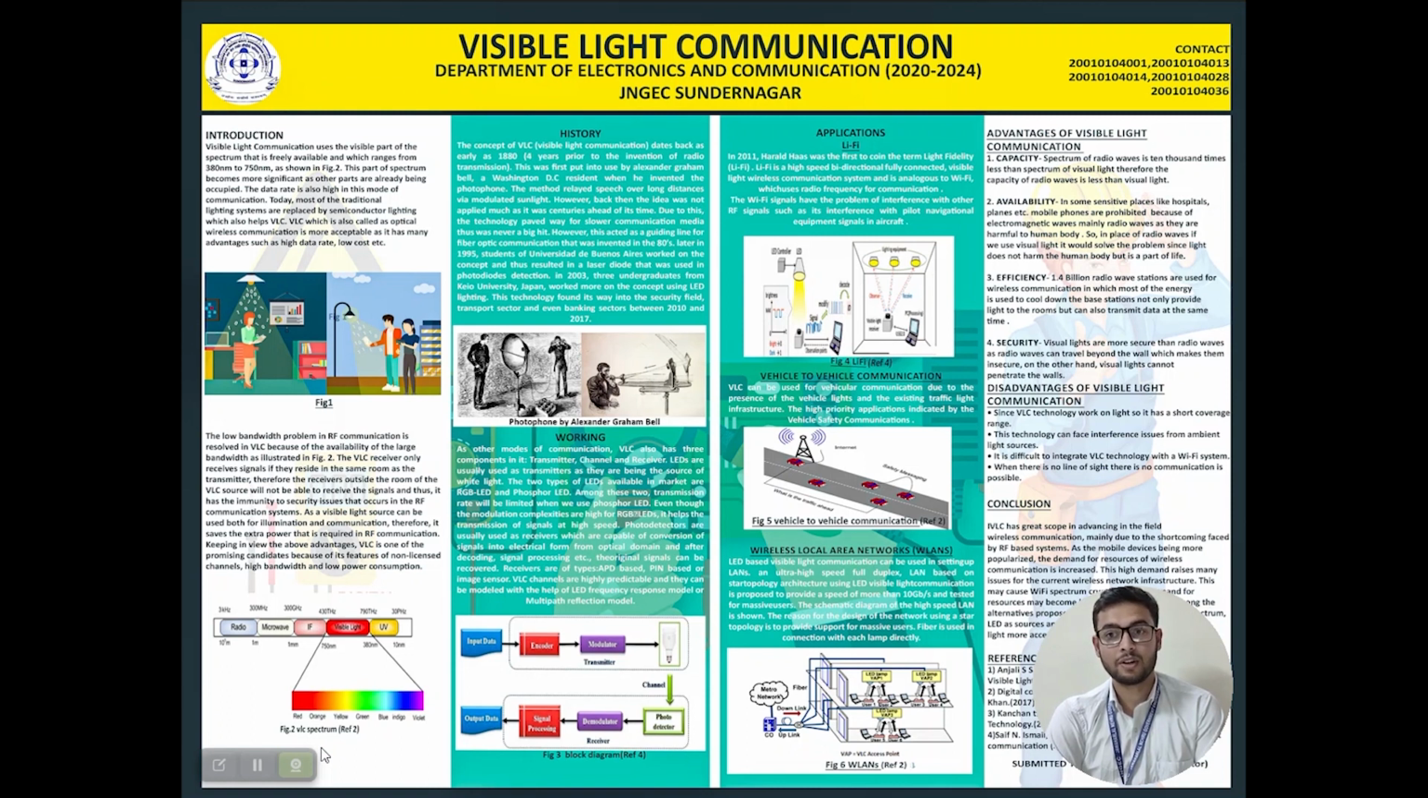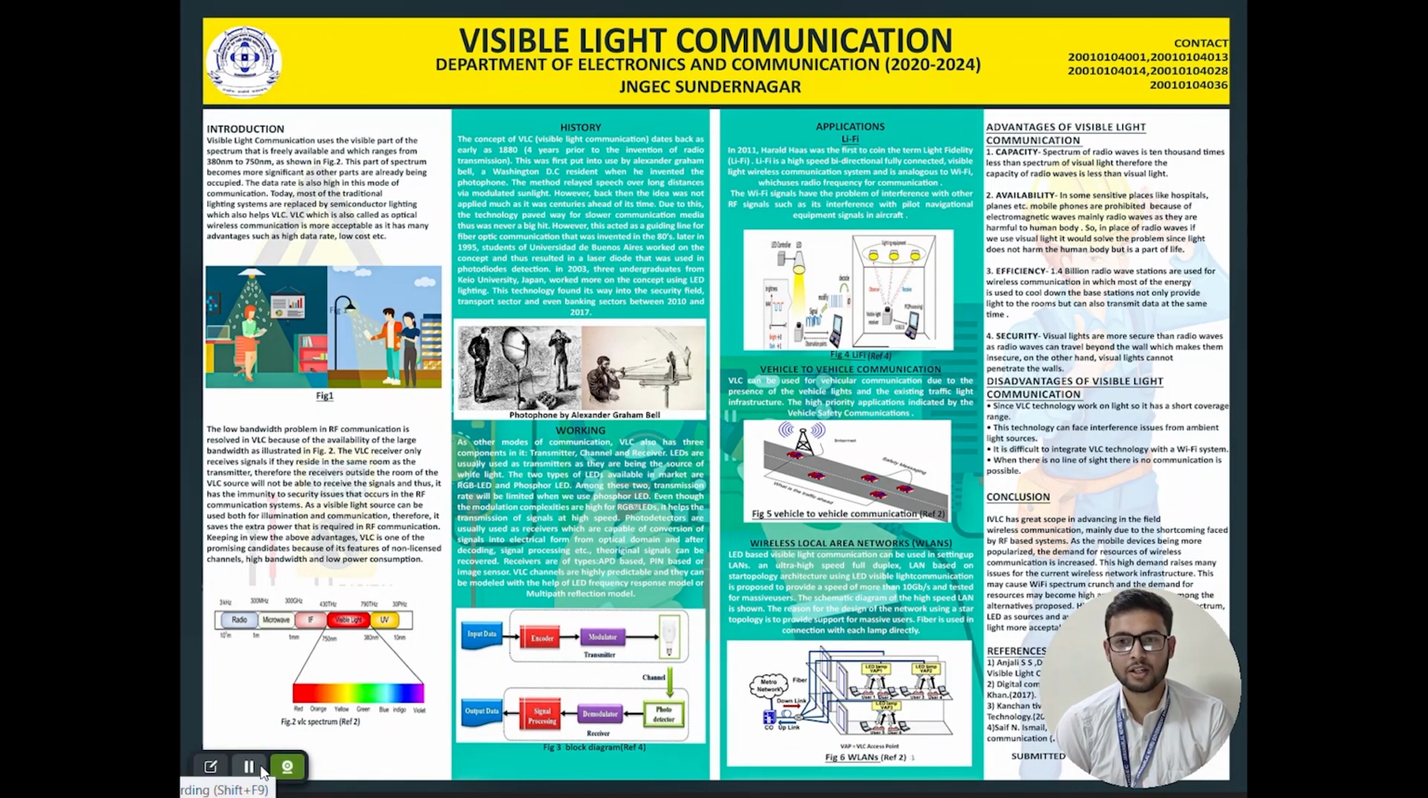Apart from spectrum deficiency, RF wireless communication suffers from interference. RF communication has security issues as RF waves can penetrate walls easily. Increasing the RF transmission power beyond a certain limit results in risk to human health. RF communication suffers from power inefficiency also. Hence, to overcome the drawbacks of RF communication, we use visible light communication.